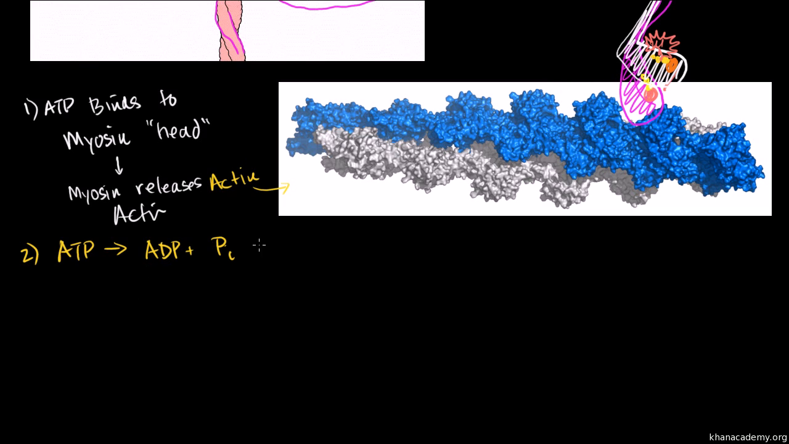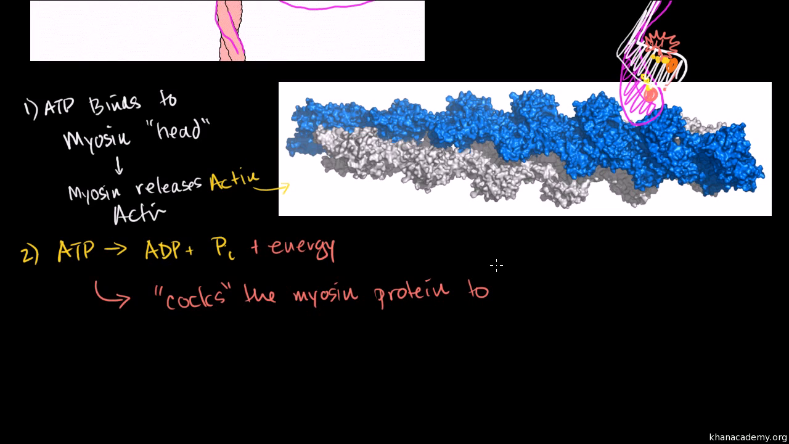So in step 2, plus energy, and then you can say it cocks the myosin protein or enzyme to high energy. You can imagine it winds the spring or loads the spring to a high energy conformation. And conformation for proteins just means shape.